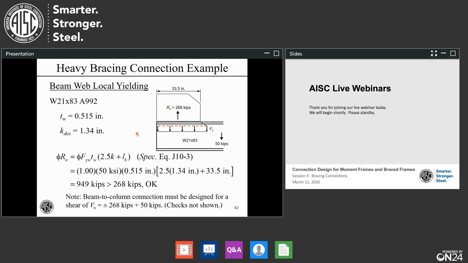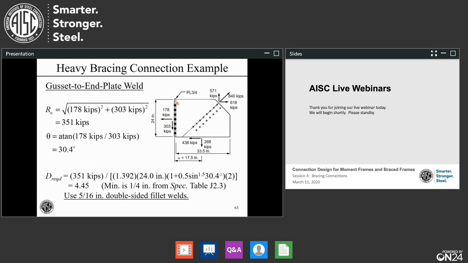Now, going to beam web local yielding, we have this vertical force. So we need to check web local yielding along the critical section along this line. We pull the properties from table 1-1 of the manual. Now, going into our equation, pick the one that applies when the load is at the end of the member. Plug all of our numbers in, you get 949 kips that exceeds the 268 kips, so it's okay.